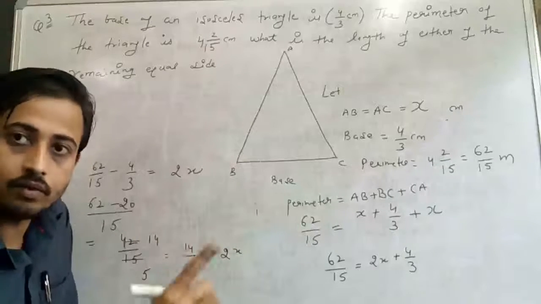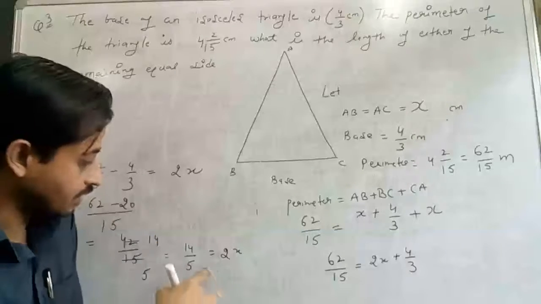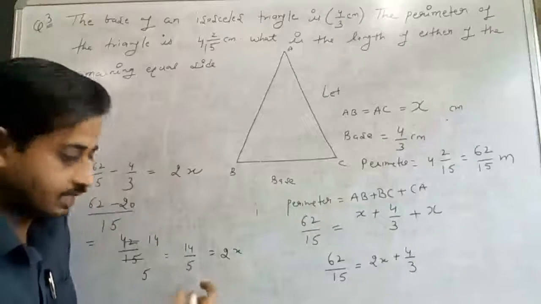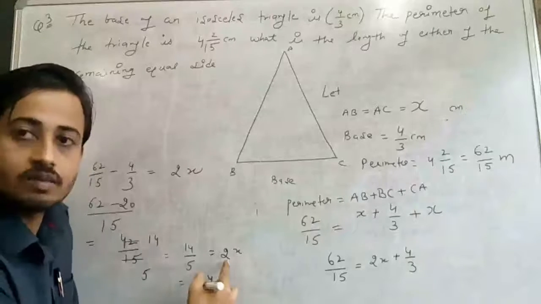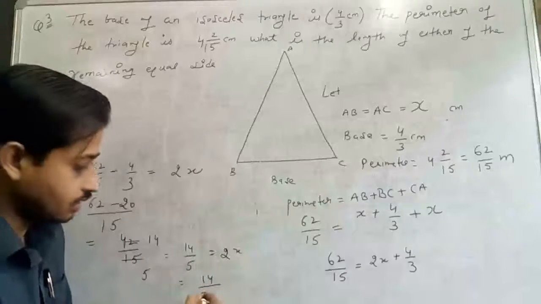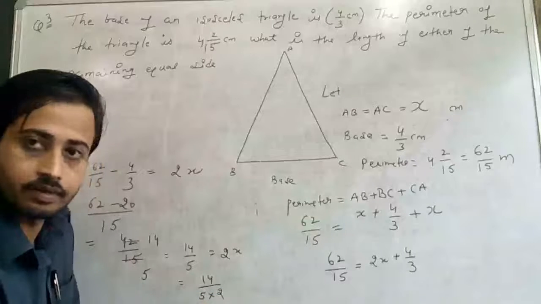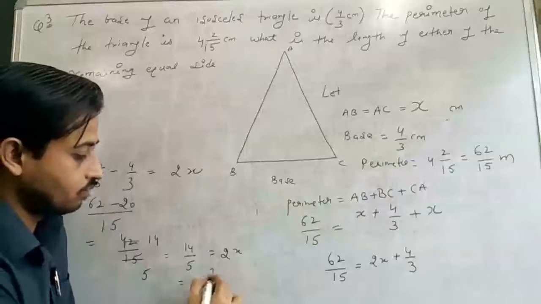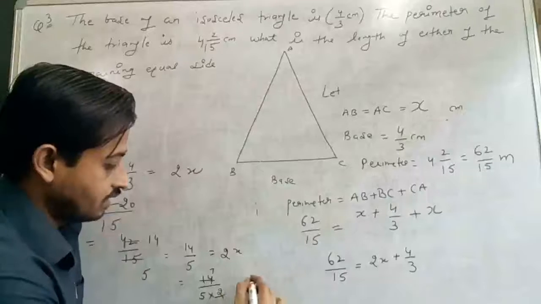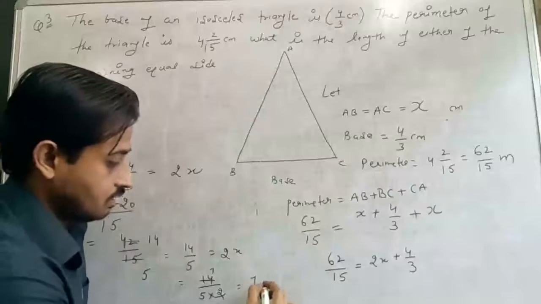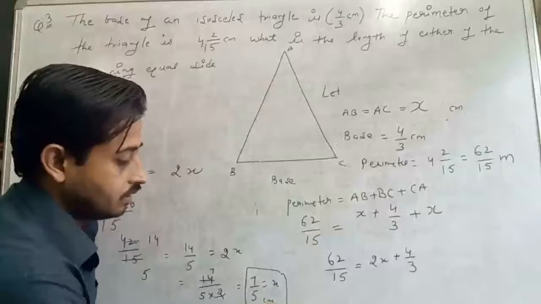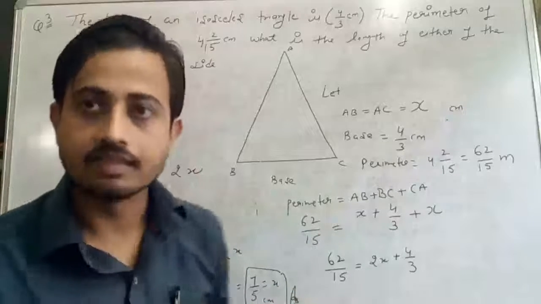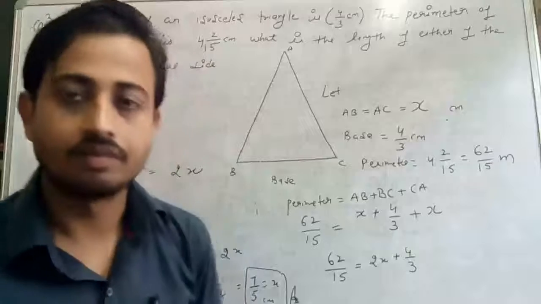Now we have to calculate the value of x. That's why I am taking 2 to the right hand side. 14 by 5, here 2 in the numerator becomes a denominator. So 2 into 14, 7. So we get the value of x is 7 by 5 centimeters. This one is your final answer. Please make a note.